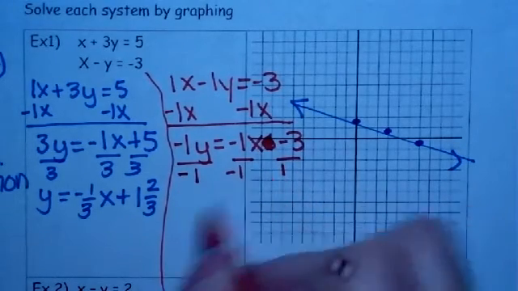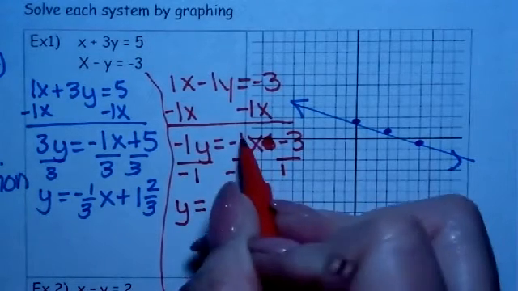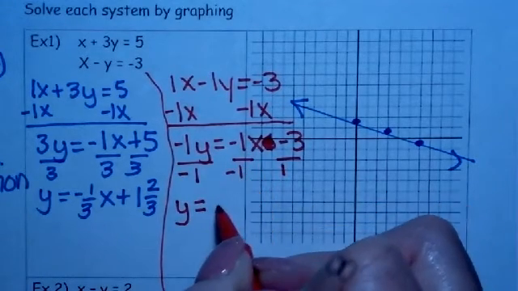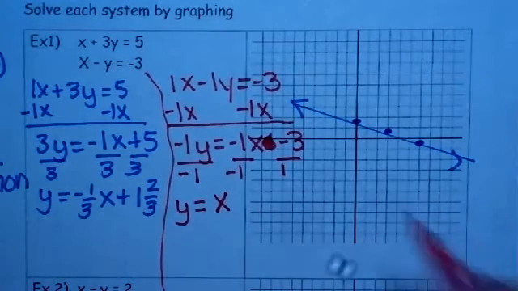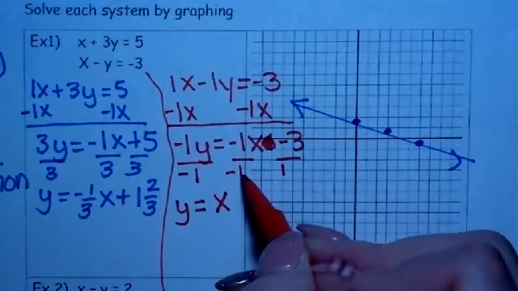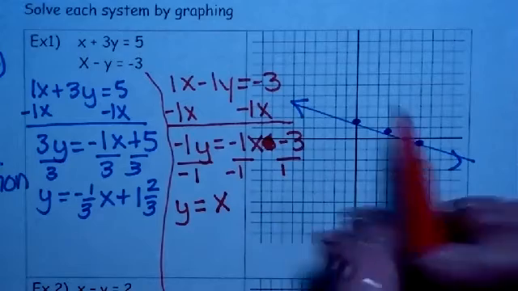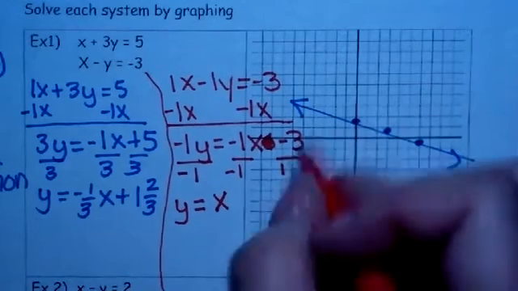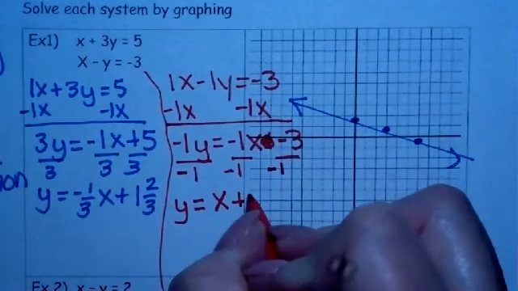And when I do all my negatives, be careful there. y equals negative 1 divided by negative 1 is 1x, but most of the time they just write x, okay? Remember, negative 1 divided by negative 1 is positive 1, but we don't put the 1 in front of the x, okay? Then I've got negative 3 divided by negative 1 right there, and that is positive 3.